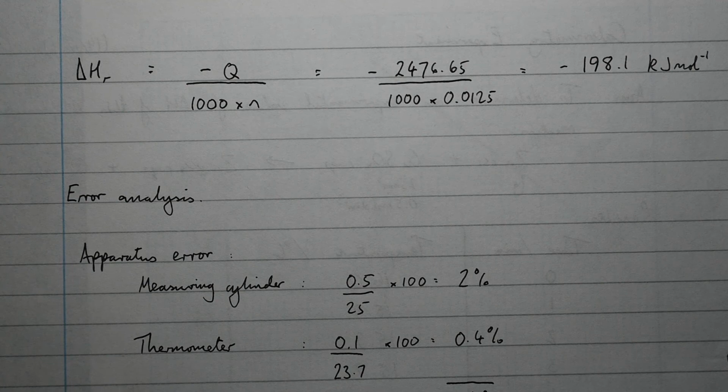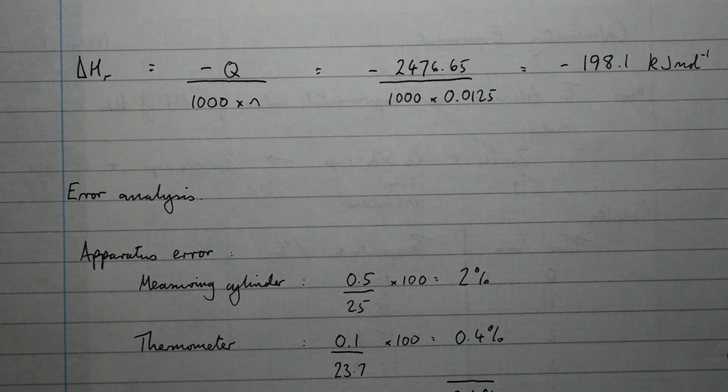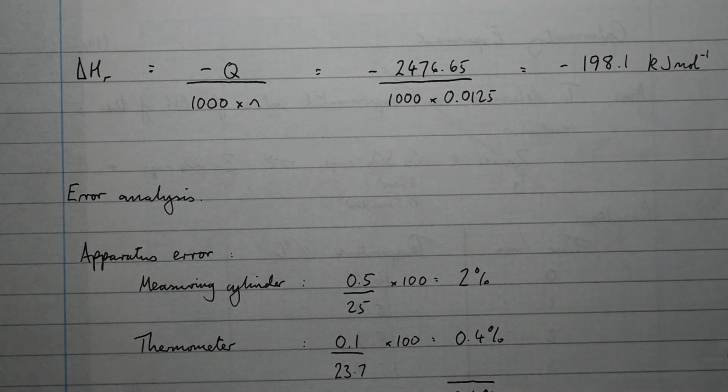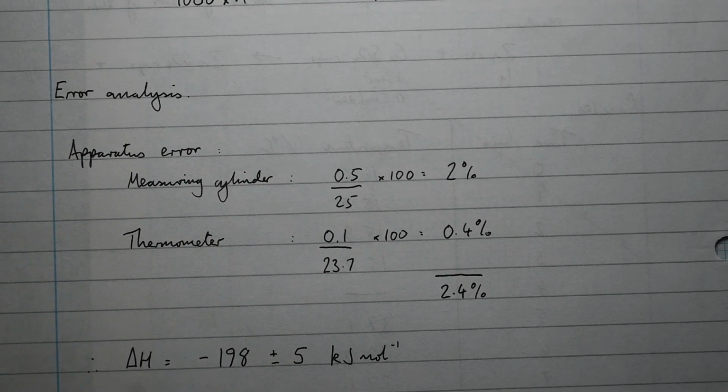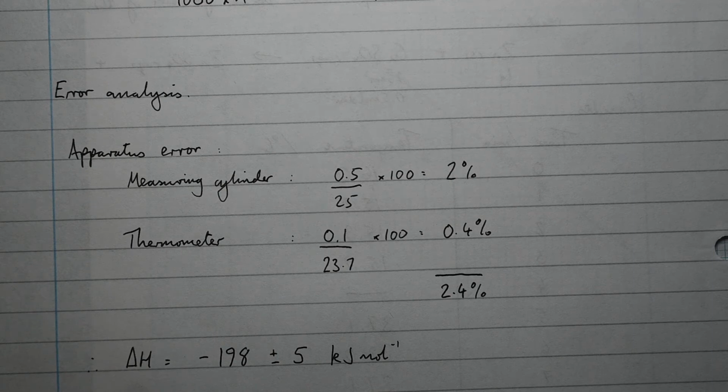So the final step in this process is to carry out an error analysis. And so we've got our value for the enthalpy of reaction, and now we need to consider the errors that are caused by the uncertainties associated with the apparatus. So we've used two pieces of apparatus to give measurements, which we've used in our calculations. So the measuring cylinder, which we use to measure the volume of the copper sulfate, and the thermometer, which we use to measure the temperature. We don't need to worry about the balance because the zinc was in excess, so therefore any uncertainty associated with that won't affect the overall result.